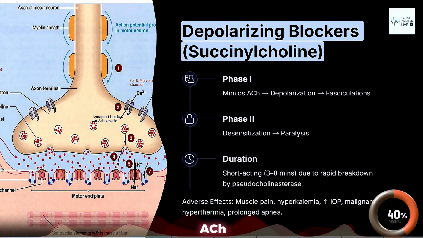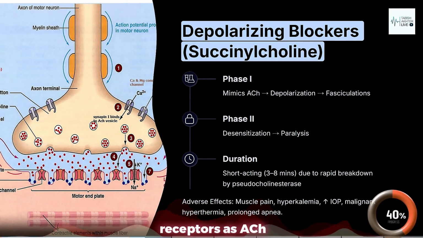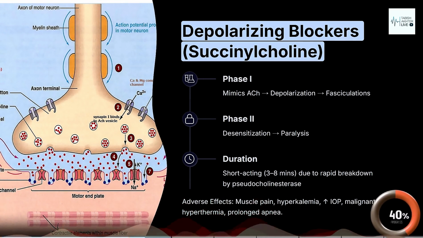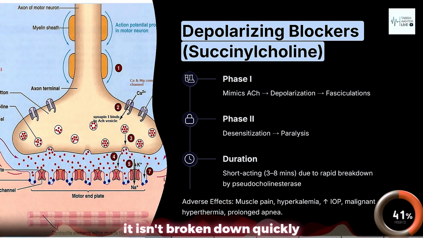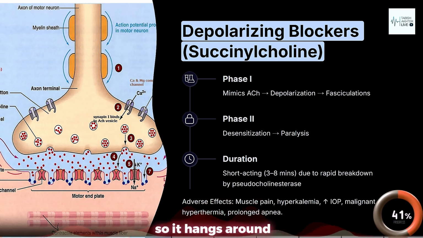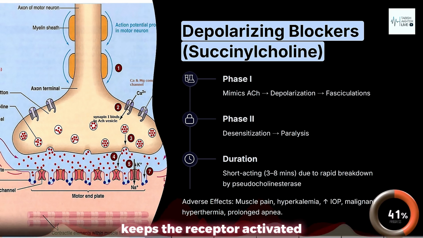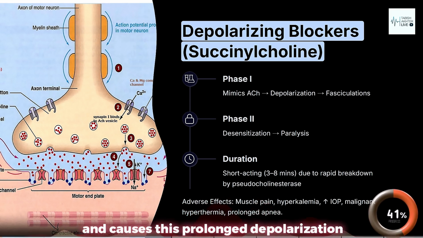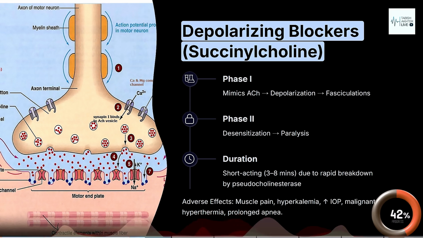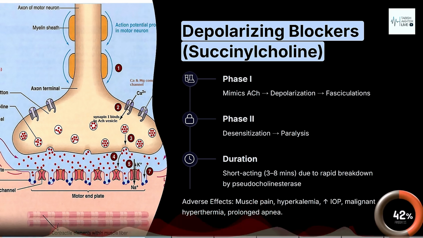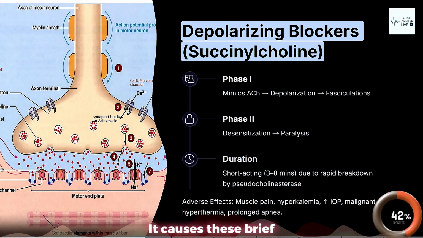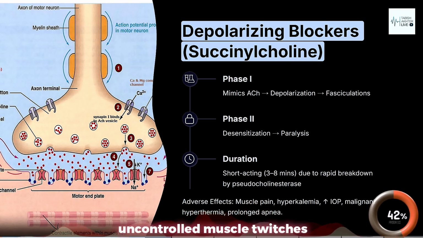So phase I: SCh binds to those same nicotinic receptors as ACh. But unlike ACh, it isn't broken down quickly by cholinesterase, so it hangs around, keeps the receptor activated, and causes this prolonged depolarization. But doesn't that cause contraction? Exactly. Initially, it does. It causes these brief, uncontrolled muscle twitches. They're called fasciculations. You can sometimes see them.